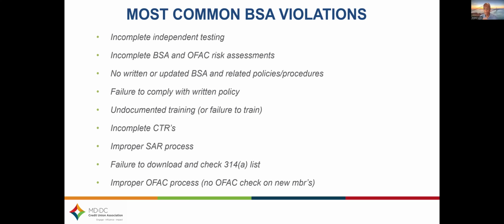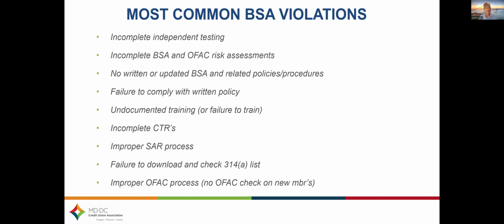Quick example. As we know, the BSA, when we talked about the independent testing, every 12 to 18 months. I have gone into a credit union and done a BSA audit, and they were in compliance with the 12 to 18 months because there had been maybe 16 to 17 months since their last test. But their policy said annually. So they're not in compliance. If your policy says annually, you do it annually.